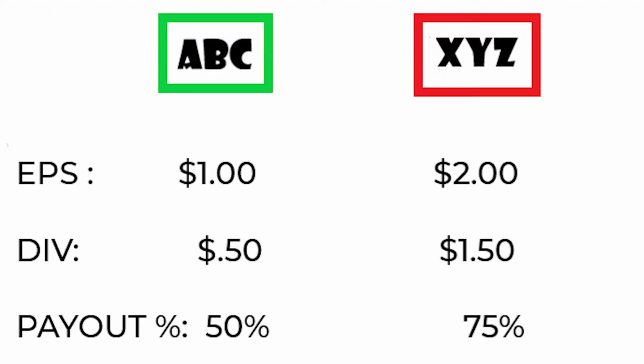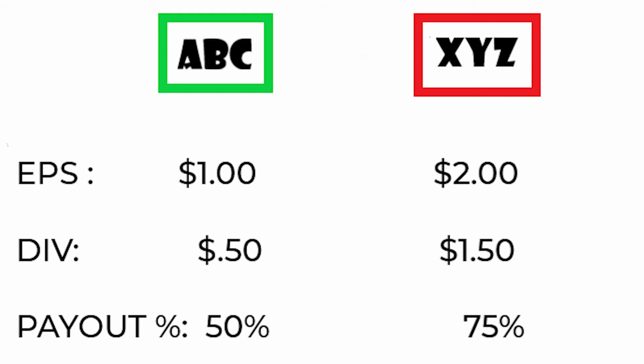For example, let's assume company ABC has earnings per share of $1 and pays dividends per share of 50 cents. In this scenario, the payout ratio would be 50%, a relatively safe payout ratio. That means the company is only paying half of their earnings to shareholders in dividends, while still having the other 50% to invest in growing the business.